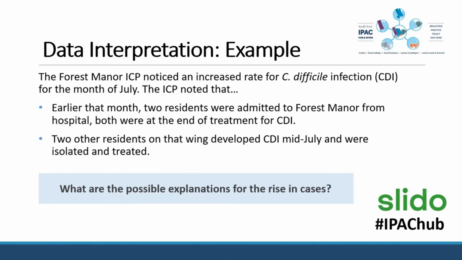So it's going to be a multiple choice question in Slido, but what are the possible explanations for the rise in cases? So if you think back to the chain of transmission or something, you can walk through it and see what are the possibilities in terms of why there might be a rise in the number of cases we have. So you can select more than one, and we'll just give you a few seconds.